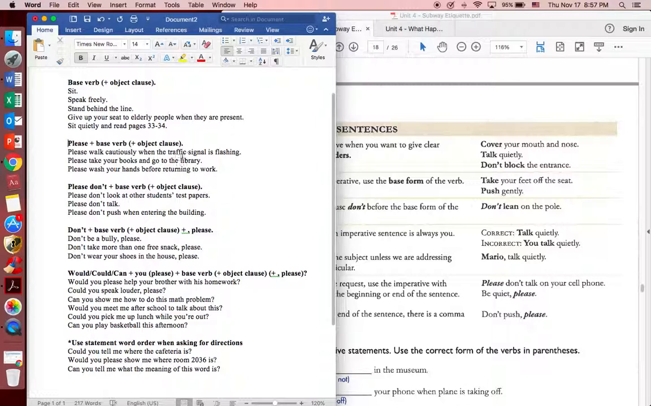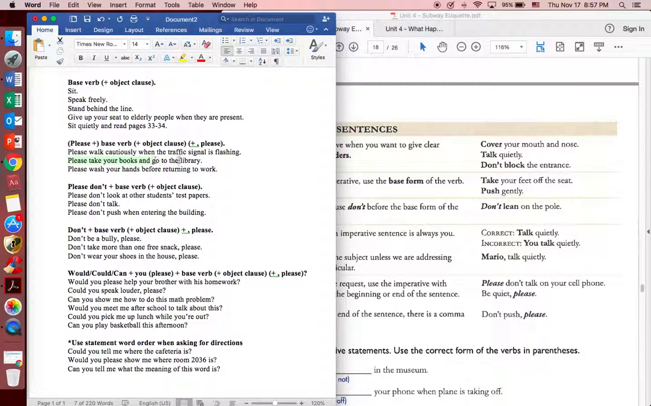We can make them slightly more polite by using please. So we can use please in a couple of different places. I suppose I can put parentheses like this. Use please here, or we can use please at the end with a comma. Right, so please walk cautiously when the traffic signal is flashing. Right, walk, there's our base verb, cautiously, when the traffic signal is flashing. That's all sort of additional stuff that we can tack on to the end.